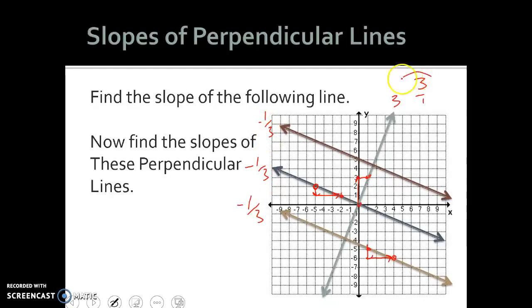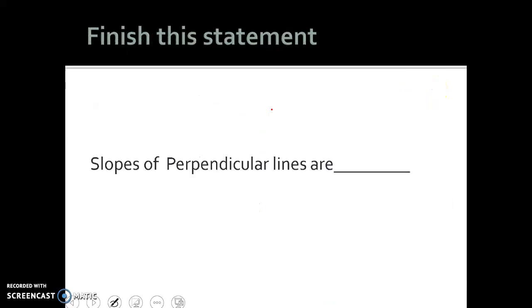But how does that compare to our original line that's perpendicular to them, which has a slope of 3 over 1? Well, you can see that they're flipped. And if this one's positive, then these are negative. And so we would say slopes of perpendicular lines are what we call opposite reciprocals.